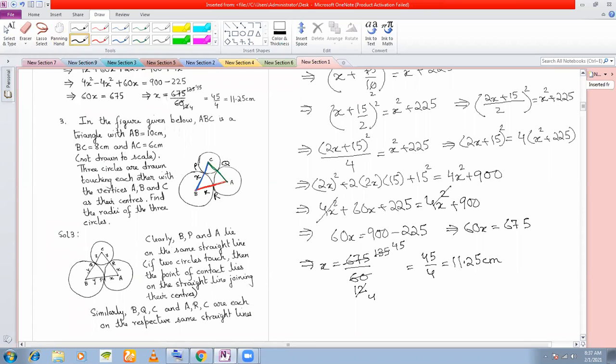and this point R. If I take this length to be x, this length will also be x. If I take this to be y, this will be y. If I take this to be z, this should be z. So if AB is given to be 10 centimeters, what is AB? AB is the sum of x and z, right? This length x and this length z. So x plus z must be equal to 10.